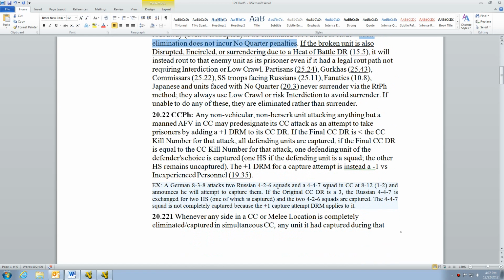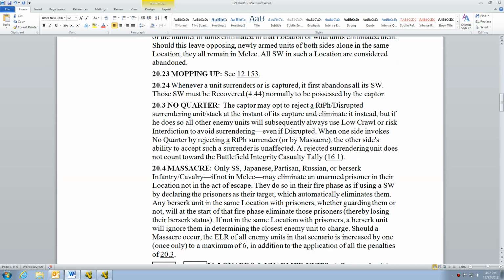Well, it's quite simple. If we scroll down to our no quarter rule, which is section 20.3, the captor may opt to reject surrendering units at the instance of its capture and eliminate them instead. So basically, when the enemy unit goes to surrender, you can say no, I decide not to. You eliminate that unit or stack that's surrendering.